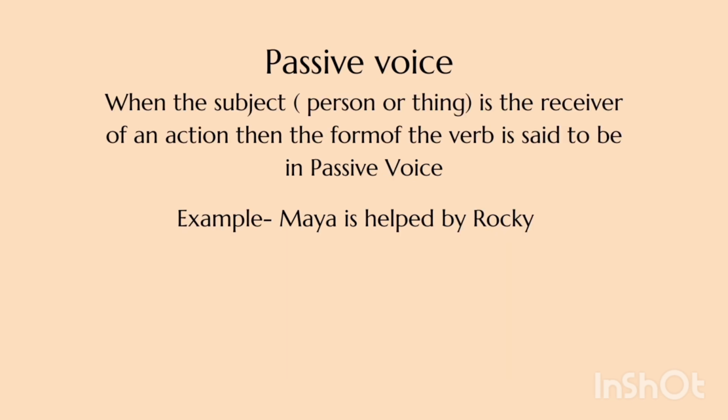Now let's learn the passive voice. When the subject, person or thing, is the receiver of an action, then the form of verb is said to be the passive voice. Now remember what we learned in the active voice: the subject is the doer of an action, and the passive voice is just the opposite of that. The subject is the receiver of an action. What we learned was that Rocky helps Maya. Rocky was the subject and Maya was the object. Here Maya is the subject. Maya is helped by Rocky. Is is the helping verb, and then by Rocky. So this is an example of passive voice.